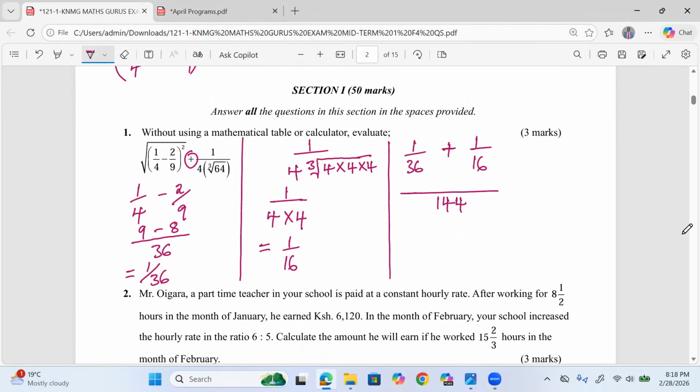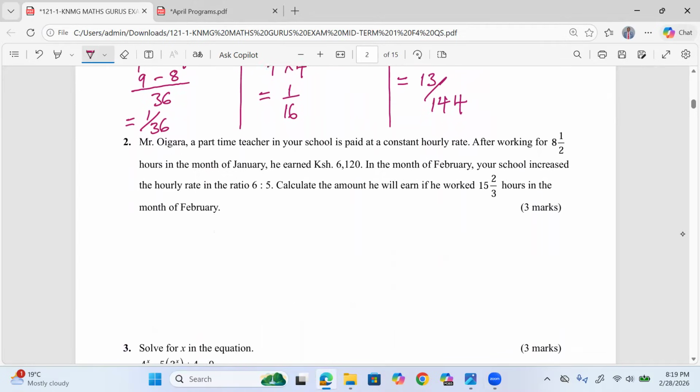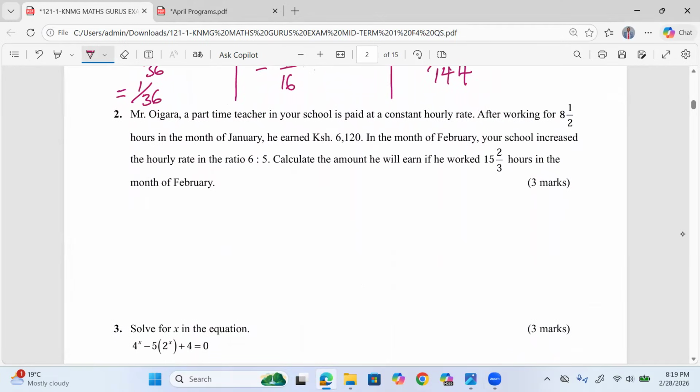So we shall be having 4 times 1, which is just 4. Then plus 144 divided by 16. This gives us 9 times 1. We get 9. So this is 13 out of 144. So this is now the answer. It is in the simplest form possible. So that is the final answer for number 1. Together we proceed to number 2.